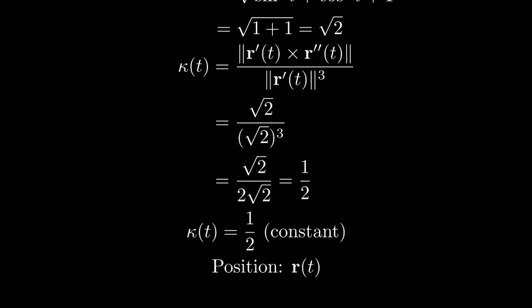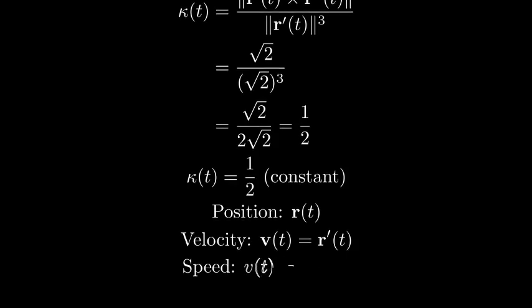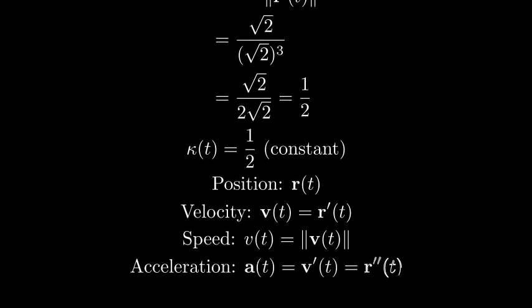Now let's talk about motion in space, where we interpret t as time and r of t as the position of a moving particle. The velocity of the particle at time t is given by v of t equals r prime of t, which is the derivative of the position vector. The speed of the particle is the magnitude of the velocity vector, v of t equals magnitude of v of t. The acceleration of the particle is a of t equals v prime of t equals r double prime of t, which is the second derivative of the position vector.